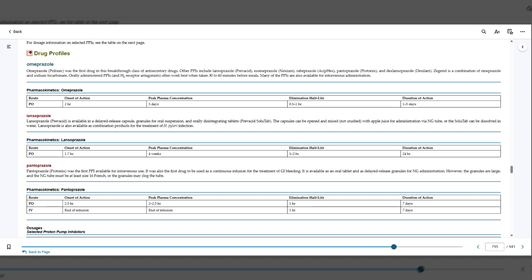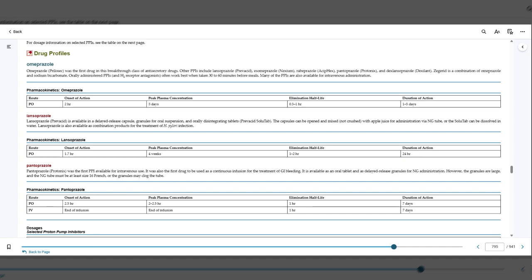Also can see lansoprazole. This one is a delayed release capsule. It is orally disintegrating, so because it's a capsule, we don't want individuals to open it or crush it if possible. We would like them to take the whole thing so it can be released as they need to. But if they're unable to swallow the whole capsule, it can be opened and put in apple juice or something, like for an NG tube administration.